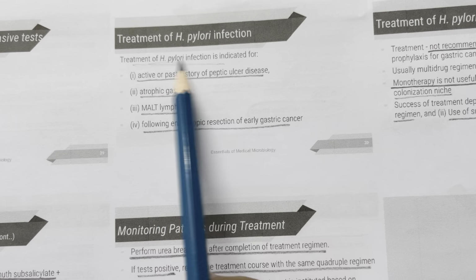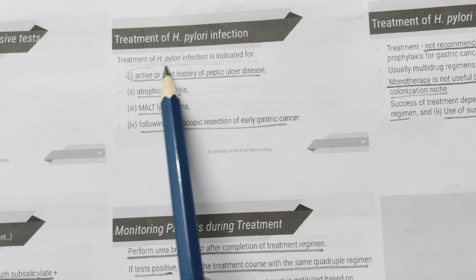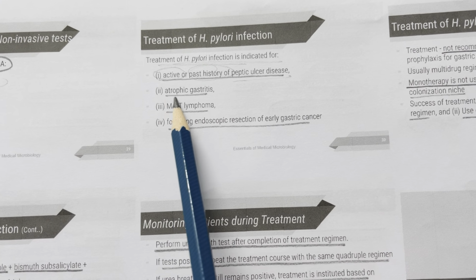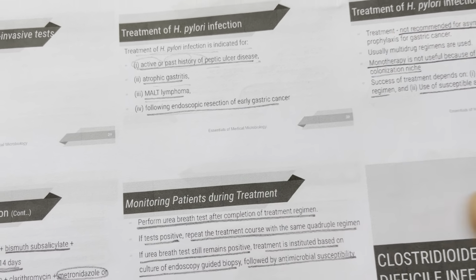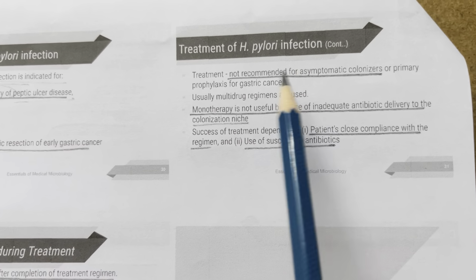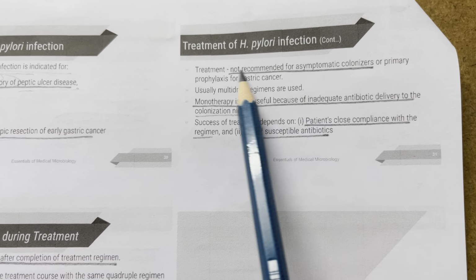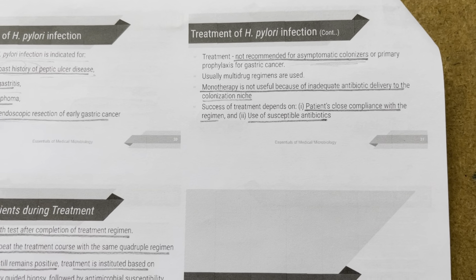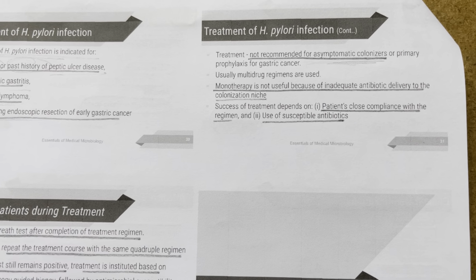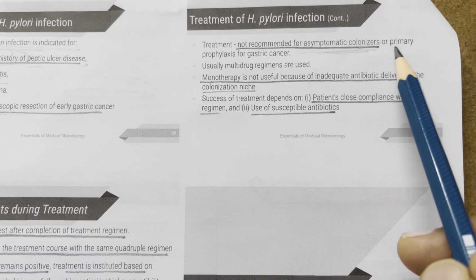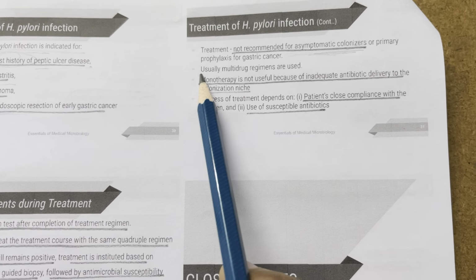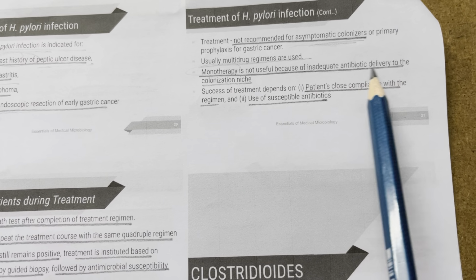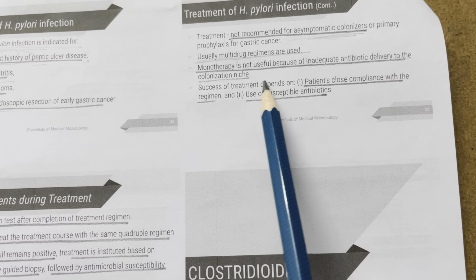Treatment of H. pylori infection is indicated for active or past history of peptic ulcer disease if the patient currently has active disease, and atrophic gastritis, MALT lymphoma, or endoscopic resection of early gastric cancer. Moving on to the treatment of H. pylori infection, it is not recommended for asymptomatic colonizers, because why do you unnecessarily want to give drugs if the person is asymptomatic? And it is not given as primary prophylaxis for gastric cancer. Usually multi-drug regimens are used. We'll discuss that. Monotherapy is not useful because of inadequate antibiotic delivery to the colonization area or niche.